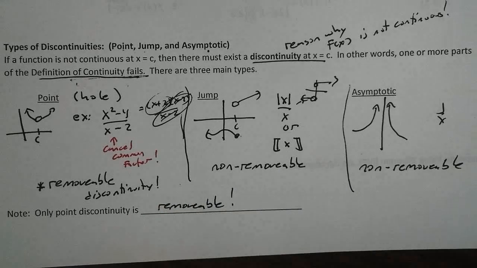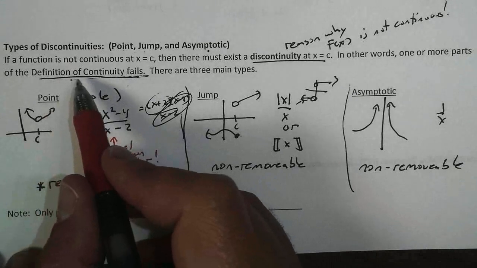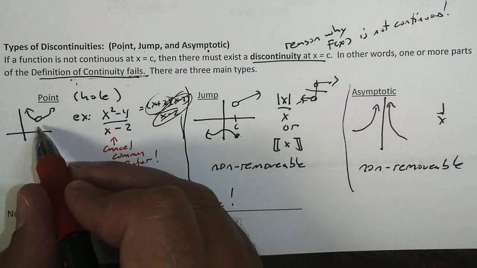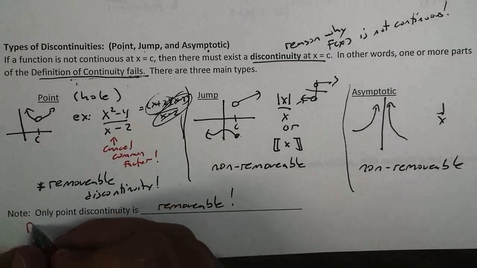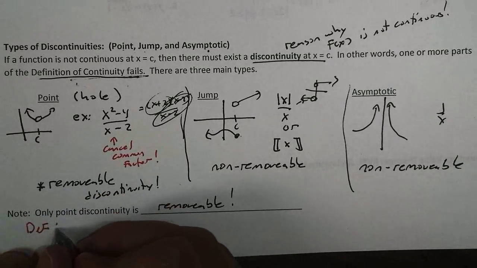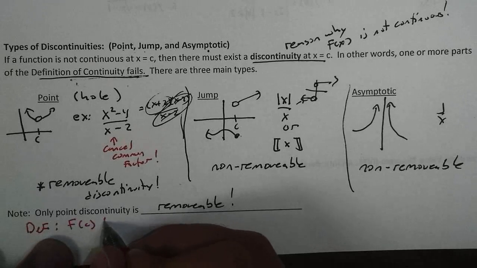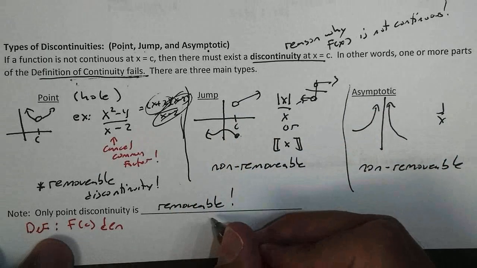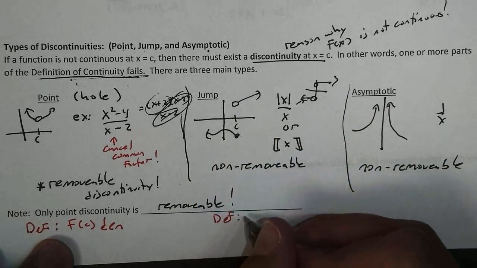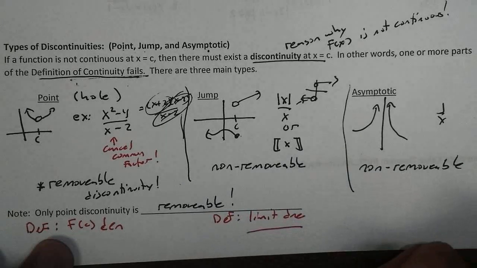Right there. Now, I want to talk about the following. Which part of the definition fails? For example, in a point discontinuity, what part of the definition fails? In this case right here, the value does not exist. So we could say f of c does not exist. For the jump discontinuity, in terms of the definition, we would say that the limit itself does not exist.